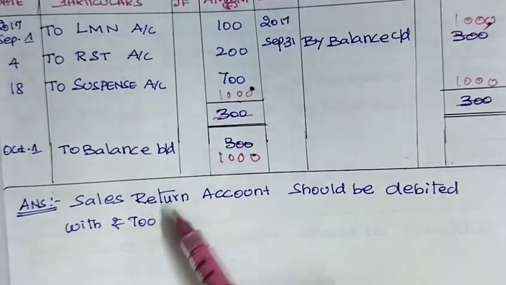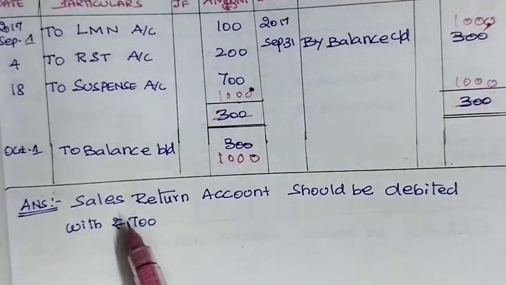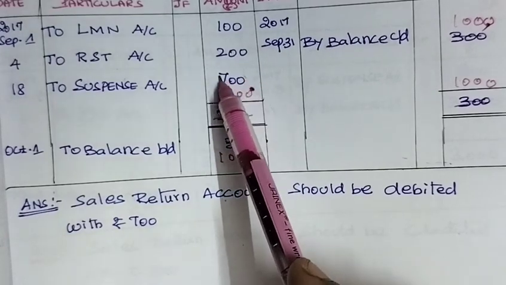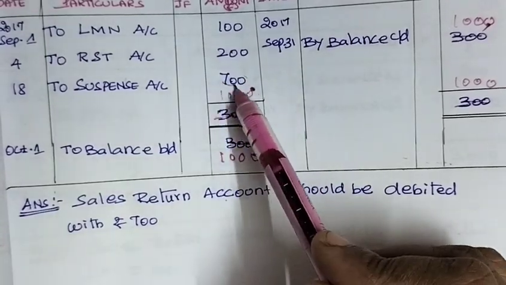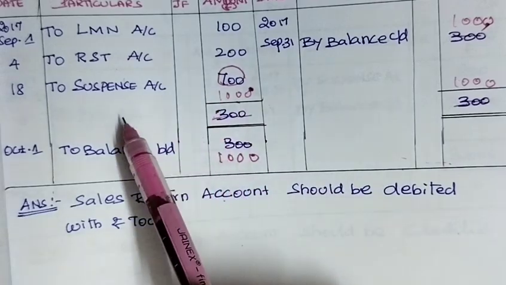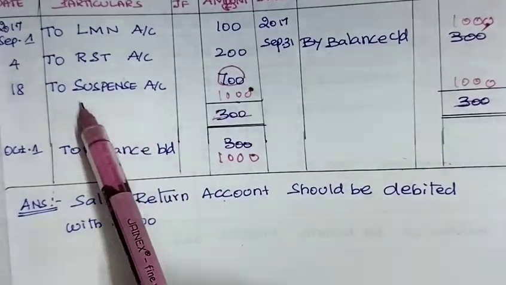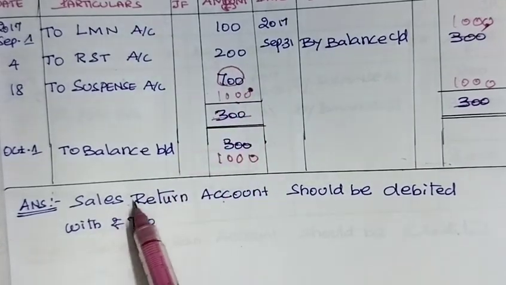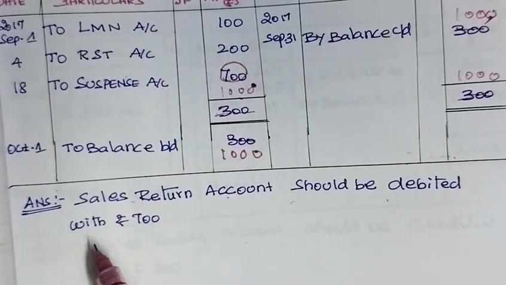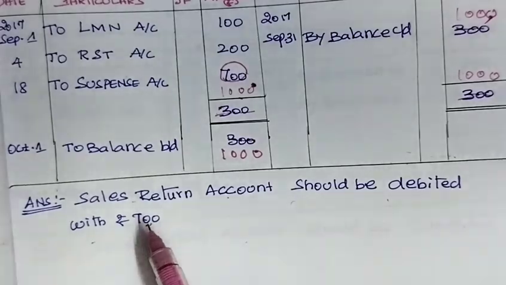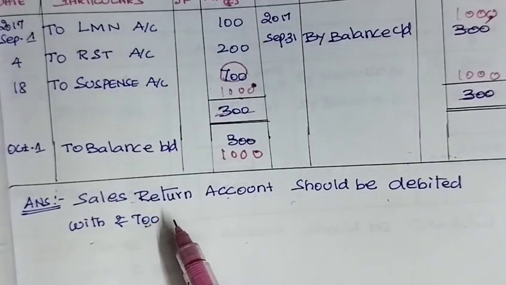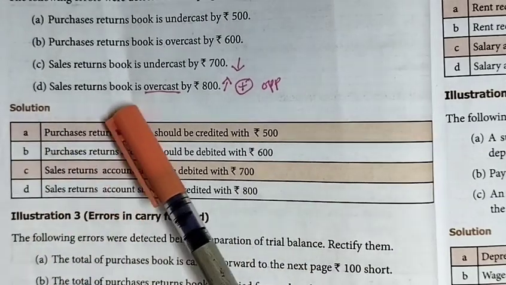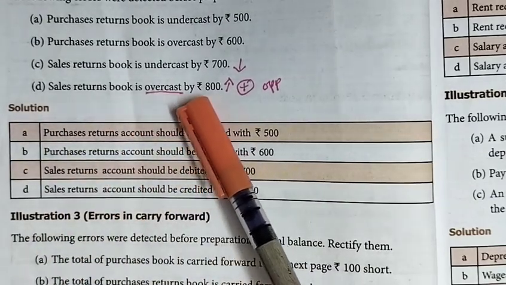Okay, so what is the solution? Sales return account should be debited with 700 rupees. Which side will the sales return account be shown? It shows on the debit side. Okay, so the sales return account should be debited with 700 rupees. Do you understand? Okay, let's see the next transaction, that is, sales return book is overcast by rupees 800.